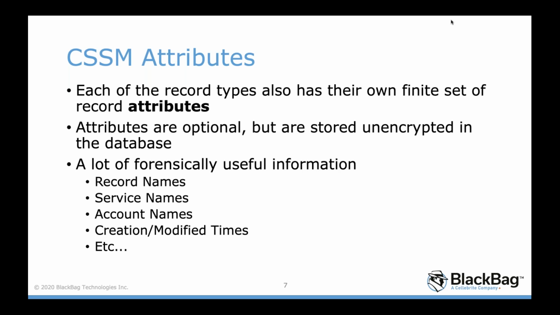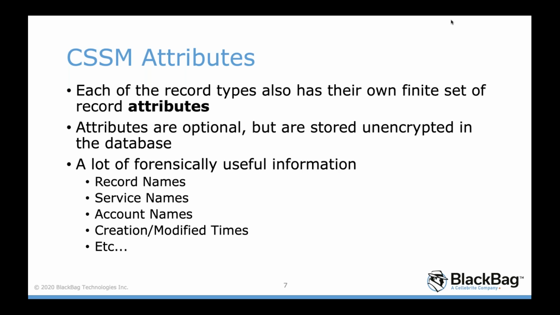But the attributes themselves are actually stored unencrypted in the database. And you can find a lot of really forensically useful information in these attributes. I'm going to give a demonstration where you can see some of this yourself, but just some examples: you can get the human readable names of these records or descriptions of them, even comment fields, account names, email addresses, service names, so you can see what services the users actually used. Every record also has an unencrypted creation and modified time in it, so you can know when these passwords were added or when they were changed, etc.